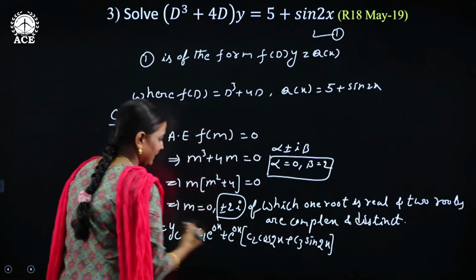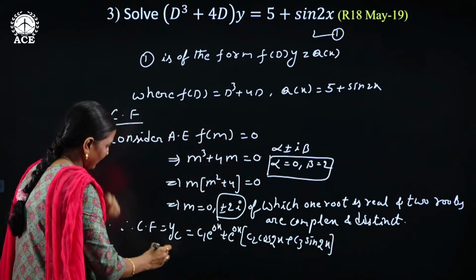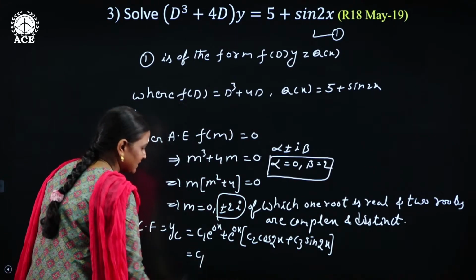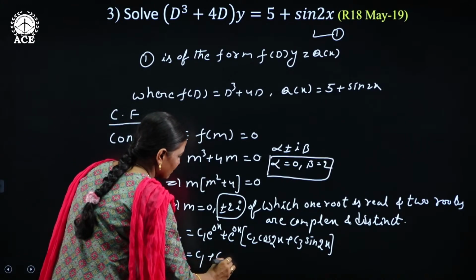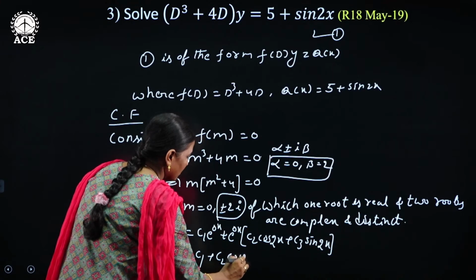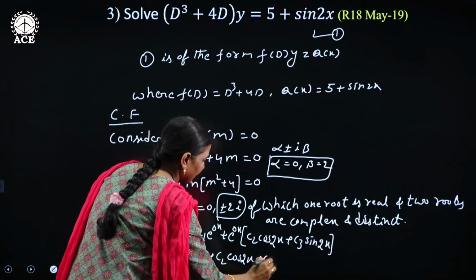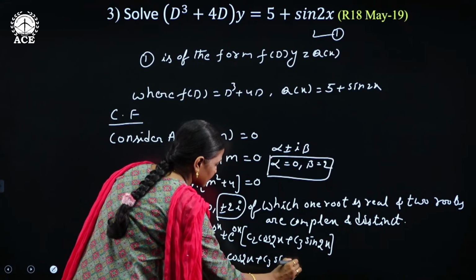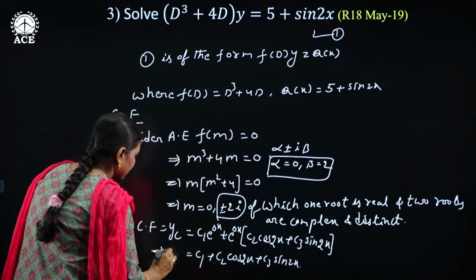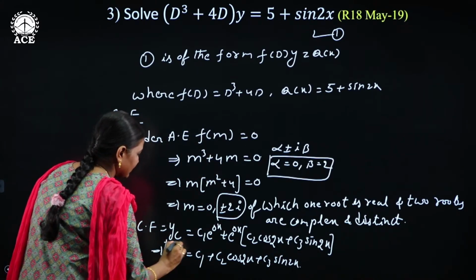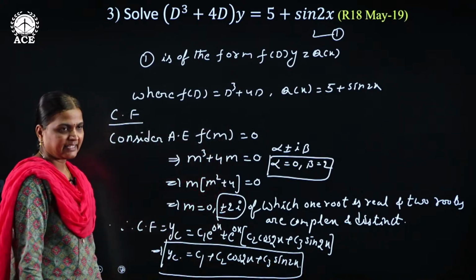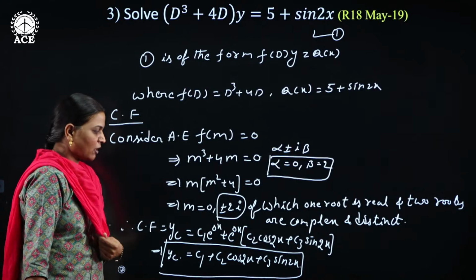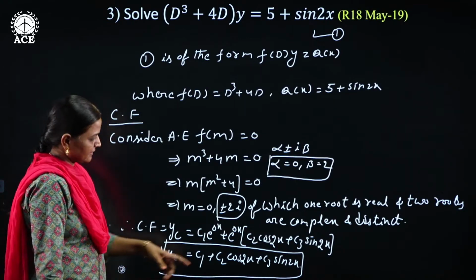But in both the cases, e power 0 is 1. So how to write the first term? c1 plus, e power 0 is 1. Next two terms, c2 into cos 2x plus c3 into sin 2x. What is this value? This is the complementary function yc. yc is equal to c1 plus c2 cos 2x plus c3 sin 2x.